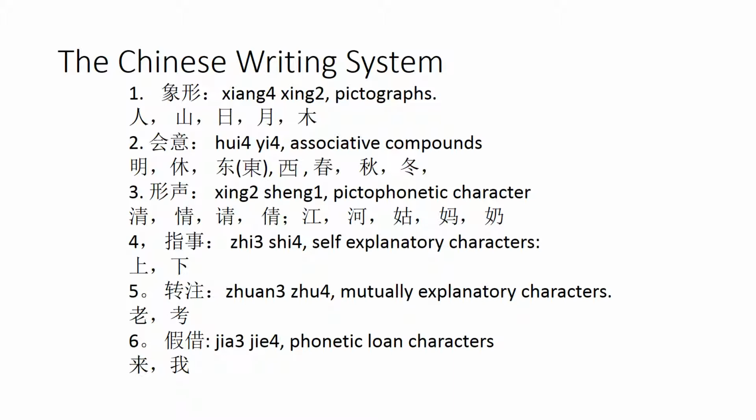And the right part, the first one, is 古. It contributes to the sound. The next character, the right part, is 马. It contributes to the sound of 妈. The last character, 奶, the right part is sounded 奶, so it contributes to the sound.